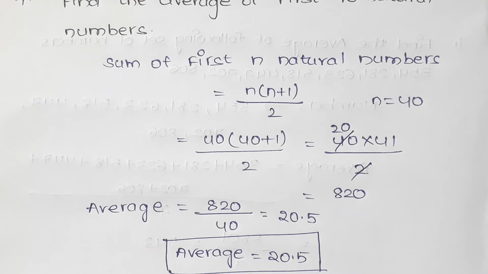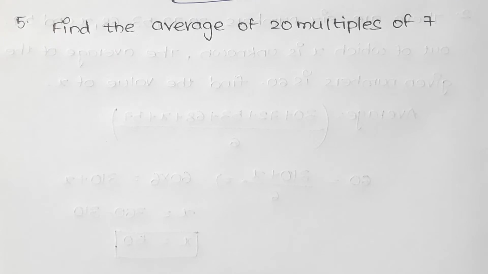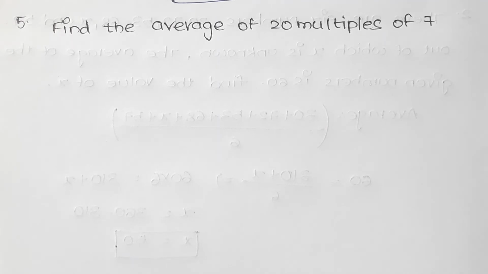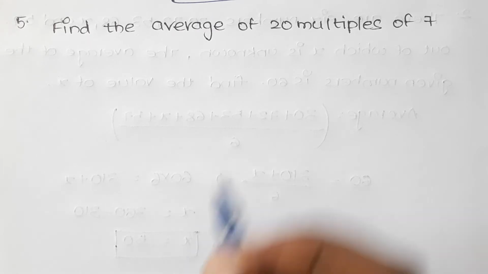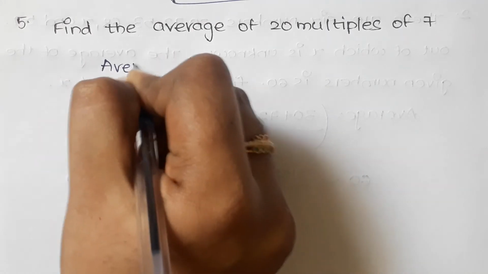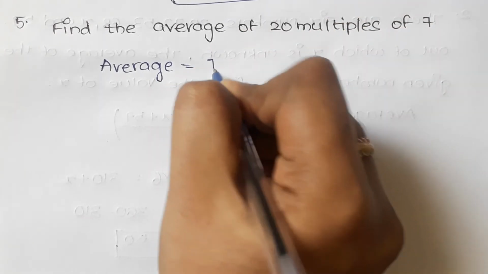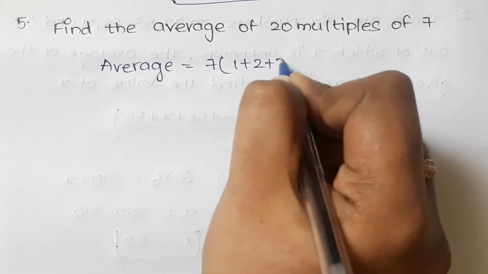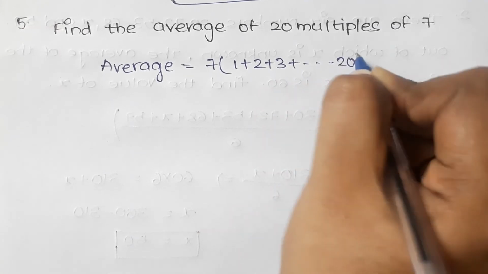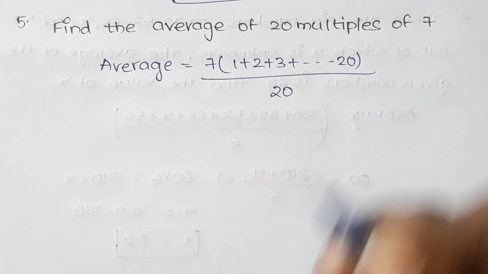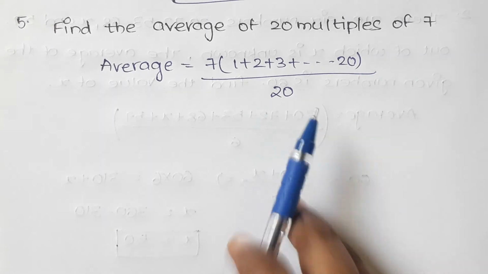And now let us see another model. Here is the one: find the average of 20 multiples of 7. Here we should find the average for multiples of 7, that is 20 multiples of 7. Now the average is nothing but average equals 7 into (1 plus 2 plus 3 and so on up to 20) divided by 20. Here there are 20 observations, so divided by 20.